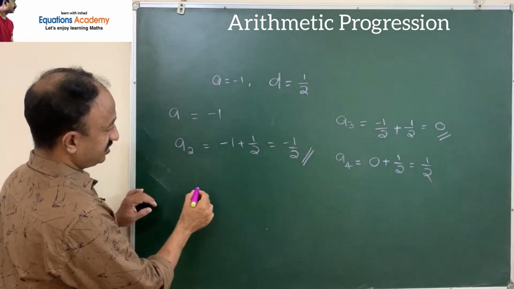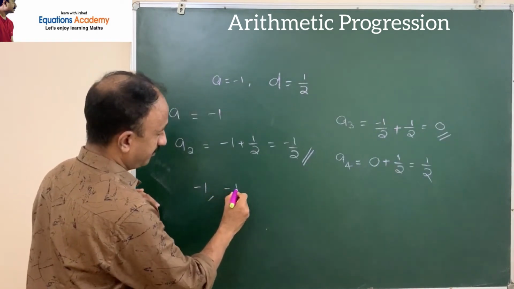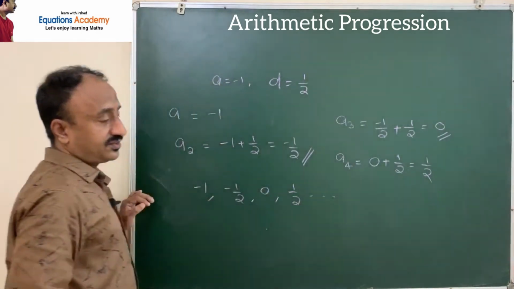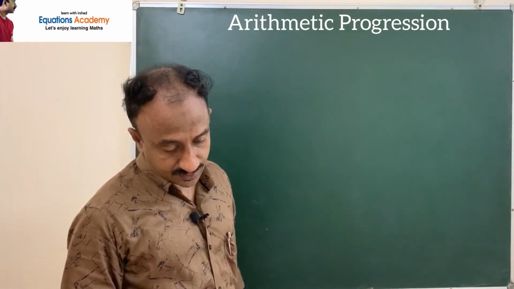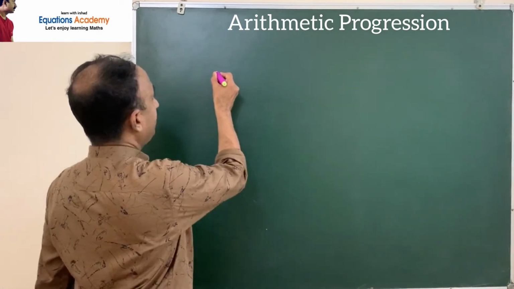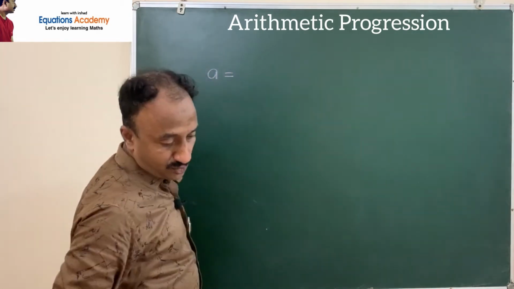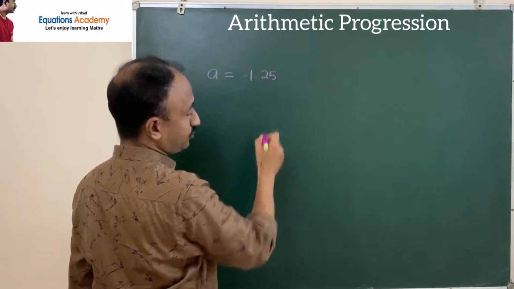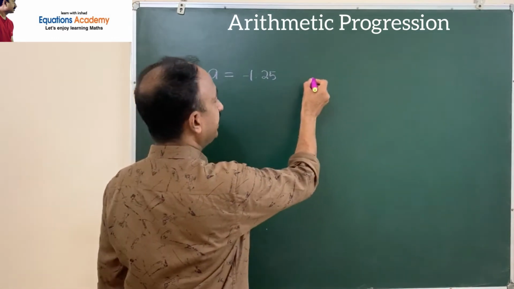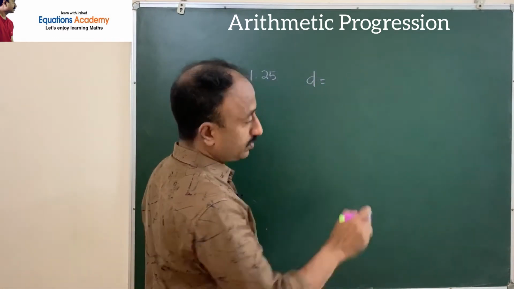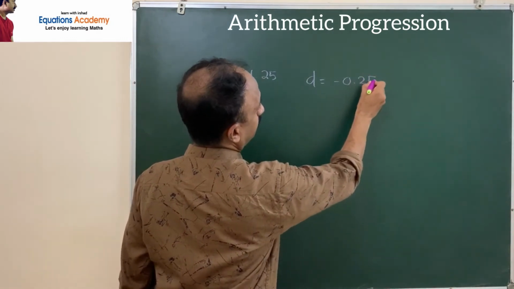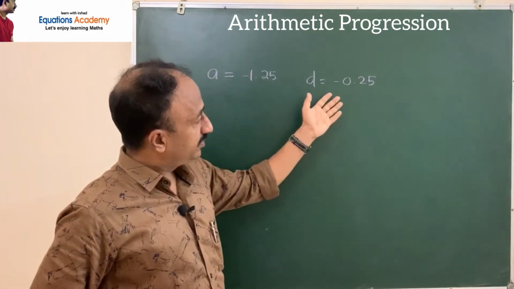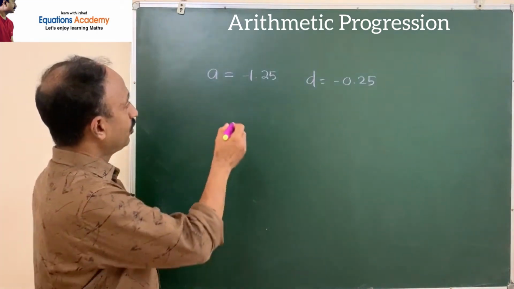So, the sequence is first minus 1, then minus 1 by 2, then 0, then half. This is the sequence. Fifth question: the first term a is equal to minus 1.25 and the common difference d is equal to minus 0.25. What will be the second term?